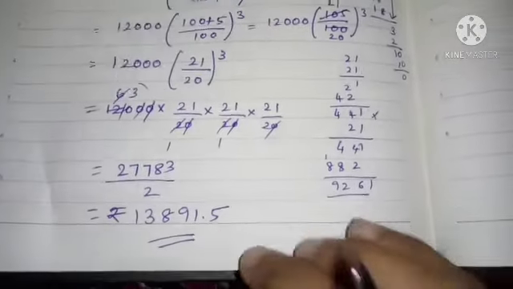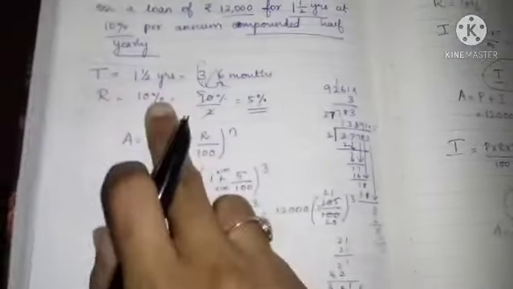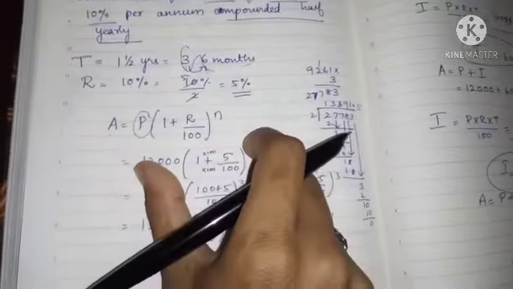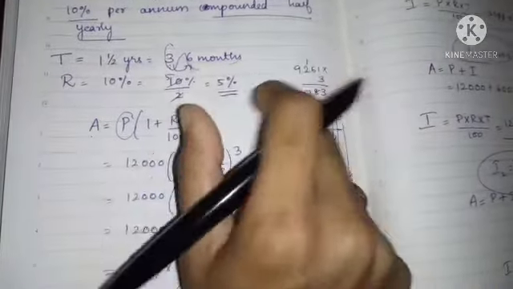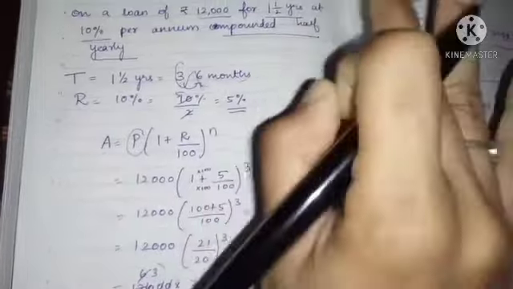13,891.50, the same amount you are getting here also. Either you can use this method or you can use this method. But do it carefully, where you have to make that rate into half for this problem, and you have to consider that into 3 six months. How many 6 months are there? 3 six months, because it is compounded half yearly.